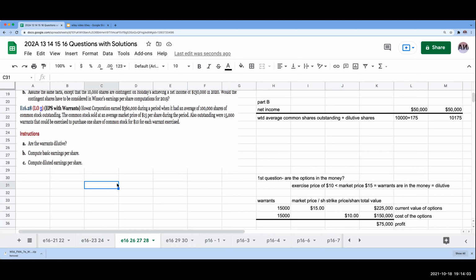Basic earnings per share is going to be 360,000 divided by 100,000, which is $3.60.